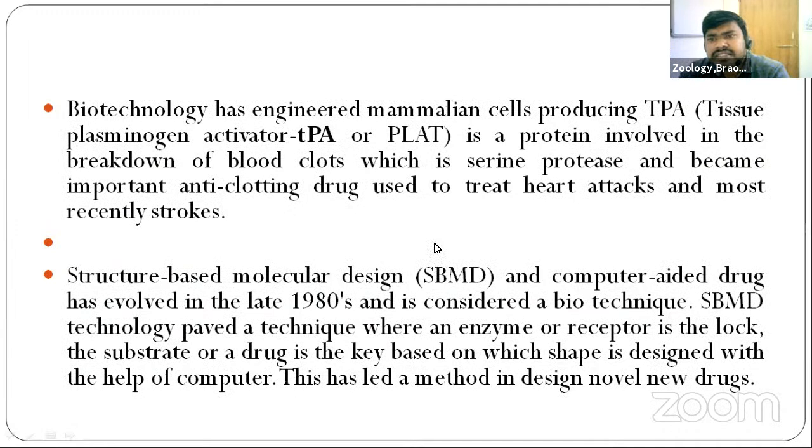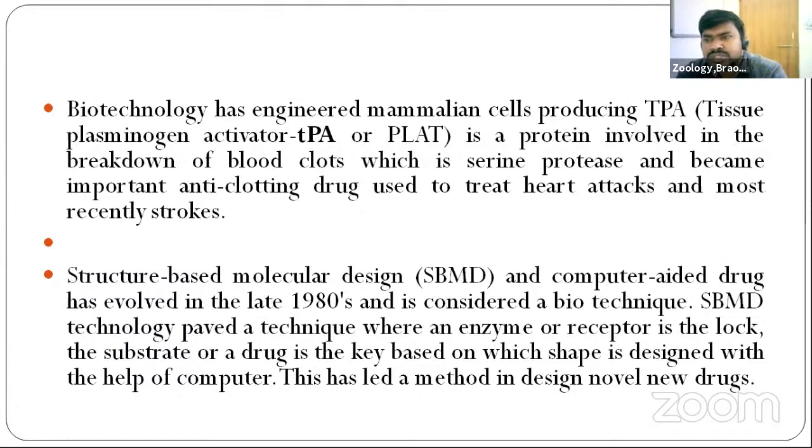Biotechnology has engineered mammalian cells to produce TPA. TPA is nothing but tissue plasminogen activator. So this biotechnology has engineered mammalian cells producing TPA, tissue plasminogen activator. It is a protein involved in the breakdown of blood clots, which is a serine protease, and became an important anti-clotting drug used to treat heart attack and, most recently, strokes. So it is one of the important applications.